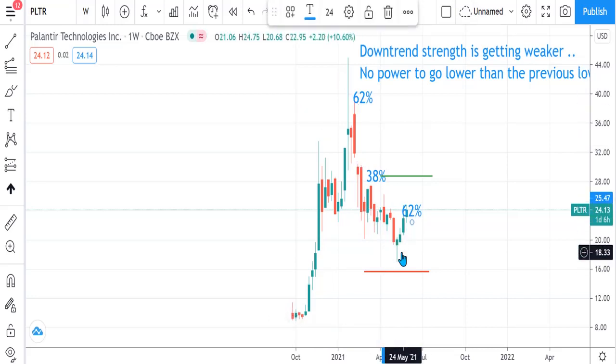Okay, I think this one I'll leave it there. Okay, so now we're going to look at the long-term target. What is the long-term target? So we will use the same tool.